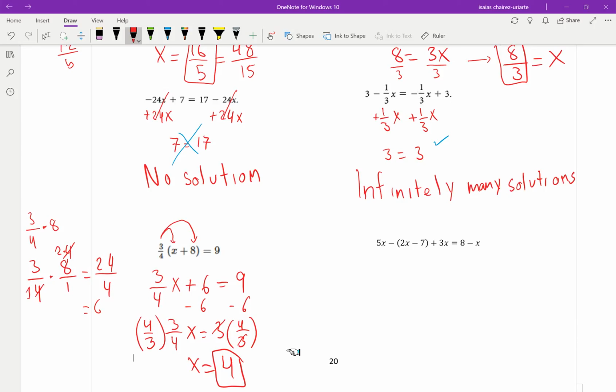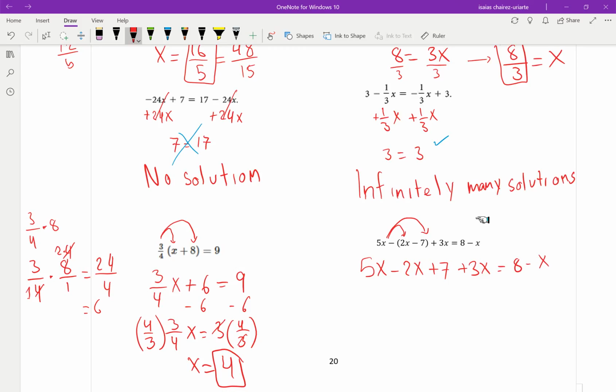Last one. Okay, so in this last example, the first thing I'm going to do is distribute. In a sense, there's a -1 in front of this parentheses. Right here there should be a -1. And so I'm going to distribute that -1 to 2x and to -7. Okay, so 5x minus 2x plus 7 plus 3x equals 8 minus x.